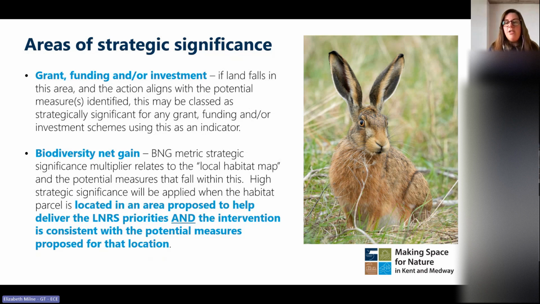The one area where we do have a bit more understanding of how strategic significance comes into play is with biodiversity net gain. So biodiversity net gain is a mandatory requirement that aims to make sure that development has a measurably positive impact on biodiversity. And that gain is calculated through the use of a standard metric, which identifies the biodiversity value of the land lost and then the value of the biodiversity gained. And the metric includes a strategic significance multiplier that is related to the local habitat map and the potential measures that fall within it.